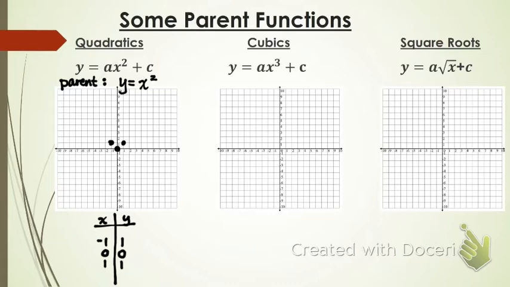What about if x is positive or negative 2? 4. Same output, two different inputs. What about if x was positive or negative 3? 9. Same output, two different inputs. There's my basic parent quadratic. Ugh, my hand wiggled a little bit while I was drawing it. Try to make that a little bit better.